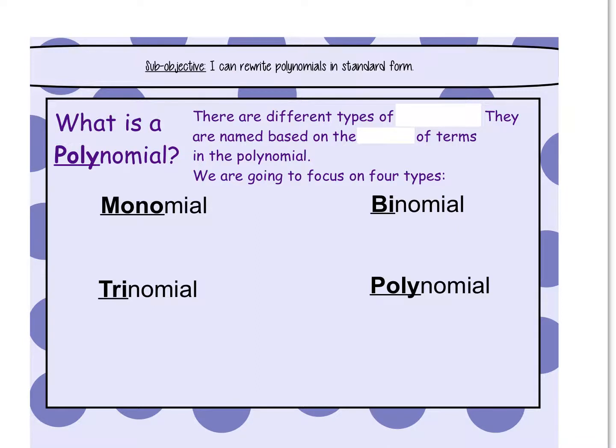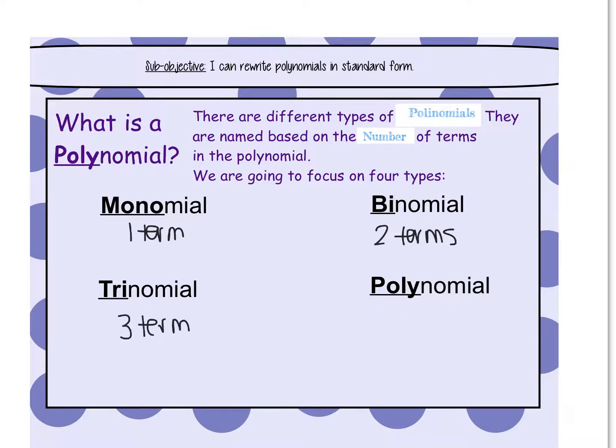There are different types of polynomials, and they are named based on the number of terms in the polynomial. So in our class, we're going to focus on four main types. We're going to talk about a monomial, a binomial, a trinomial, and a polynomial. A monomial, mono, if you've heard that term before, so monotheistic means there's one God. So a monomial has one term. A binomial, if you've heard of a word like bicycle, means there's two terms. A tricycle has three wheels, so a trinomial has three terms.